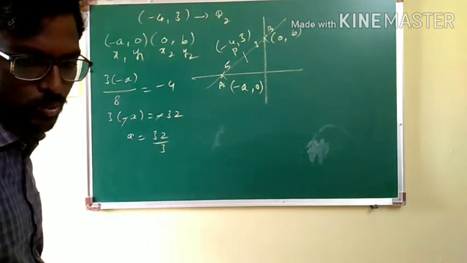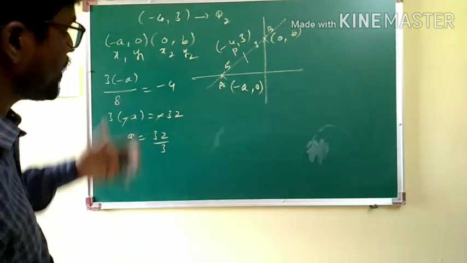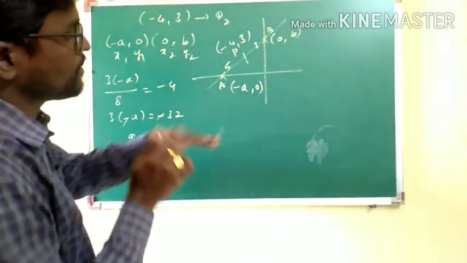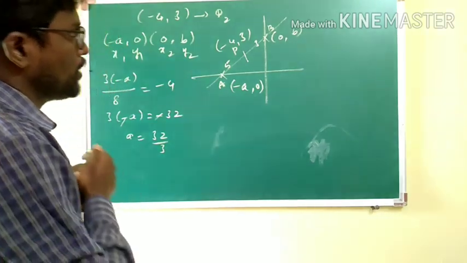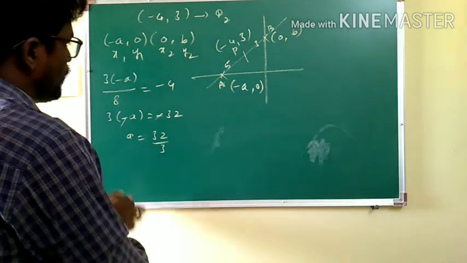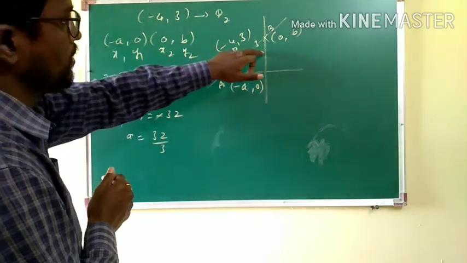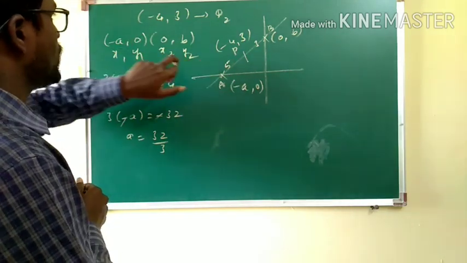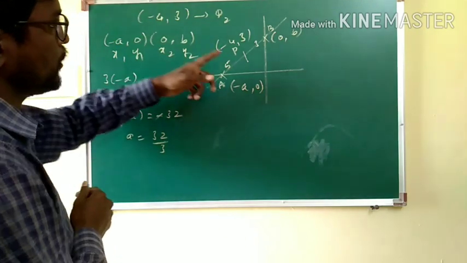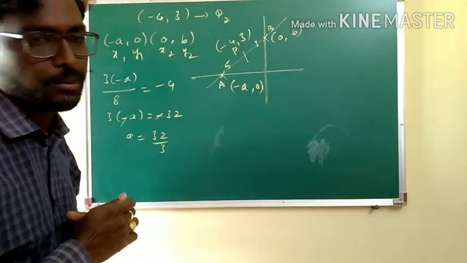What is the value of A here? 32 by 3. On taking what condition could we get it? On taking the section formula for the coordinates minus A comma 0 and 0 comma B, I could get the value of A as 32 by 3. Using which formula? mx2 plus nx1 by m plus n. m is nothing but 5 and n is nothing but 3. mx2 means 5 into x2, that is 0, plus nx1, 3 into minus A, by the sum of the ratio 5 plus 3, which is 8, is equal to minus 4, the x coordinate.